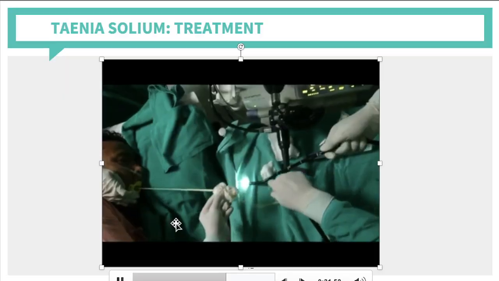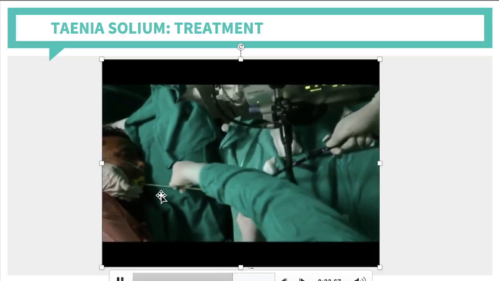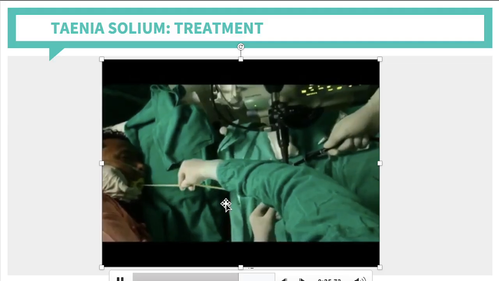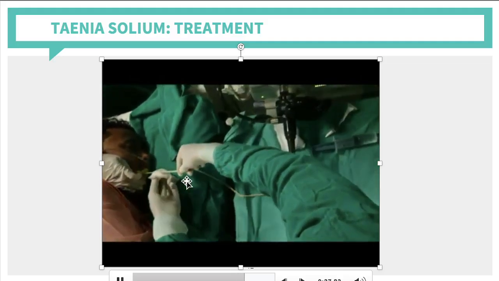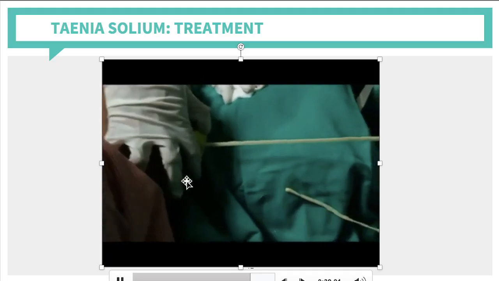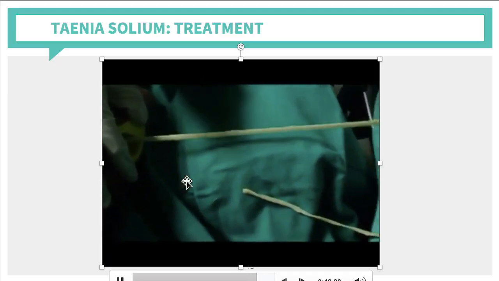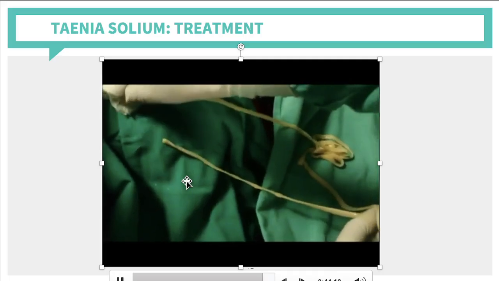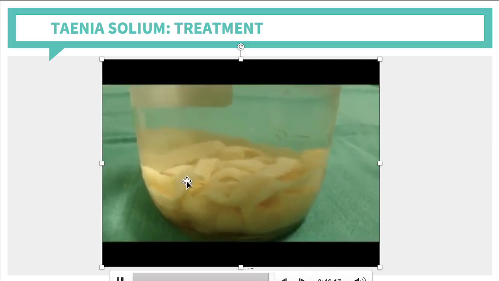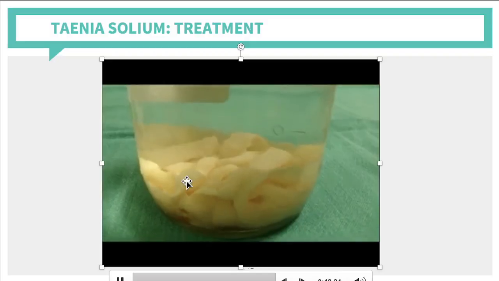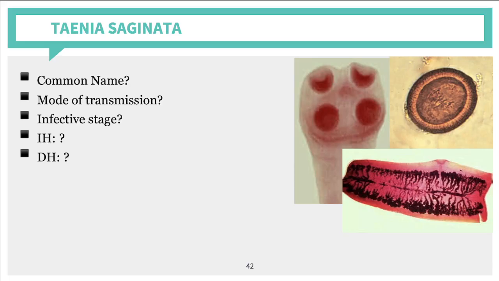They are trying not to break the tapeworm because remember, each of the segments contains the reproductive organs. So therefore, you can still be able to grow the tapeworm. Okay. So let's proceed now with the next parasite.